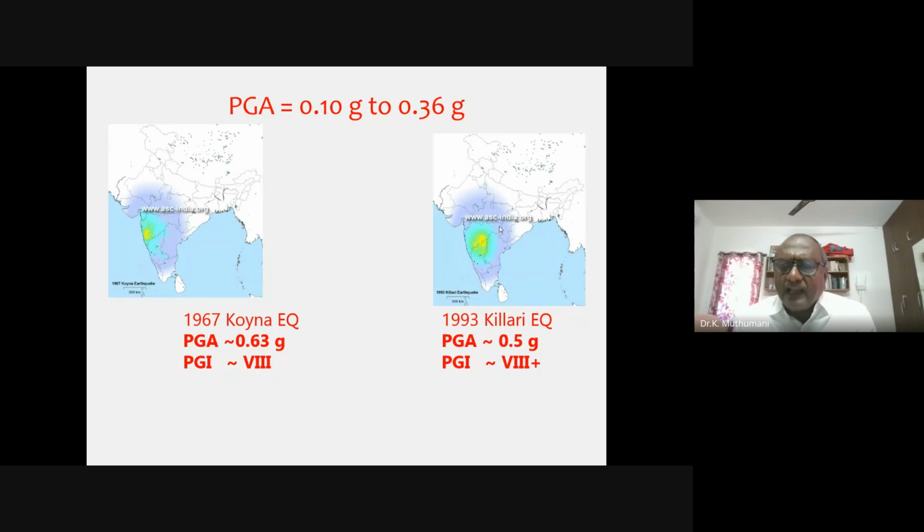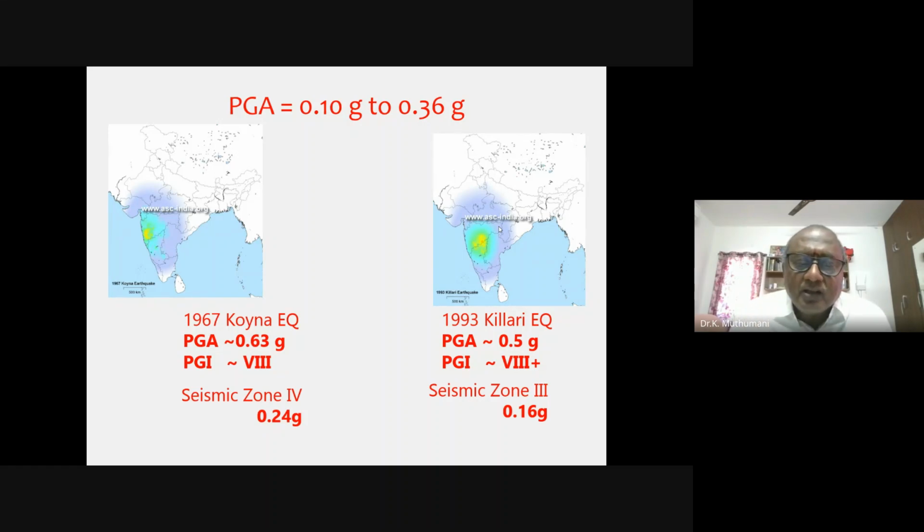So similarly in Killari, the peak ground acceleration recorded is approximately 0.5 g. If you see this interesting thing, Koyna is zone 4, so our code gives 0.24 g. That is the way the code gives. But the really recorded g value is 0.63. Same way in Killari, the code says 0.16 g, as per the existing code I am talking about, but the corresponding PGA that is recorded is 0.5 g. This also we should keep in mind.